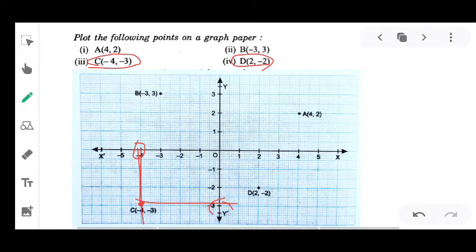So find out 2 on the x axis. This is the 2, and minus 2 on the y axis. This is minus 2. Now these two lines intersect at this point, so this will be D (2, -2). Clear? You don't need to draw the lines.